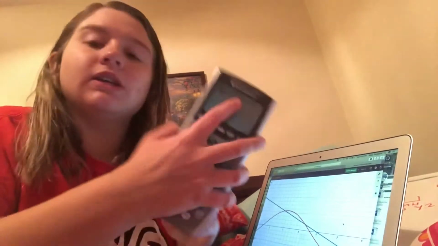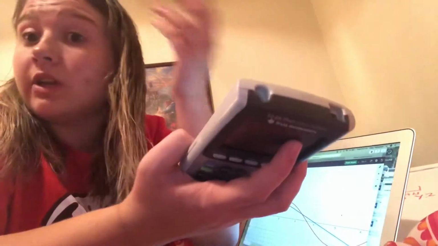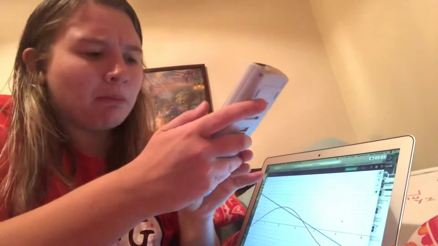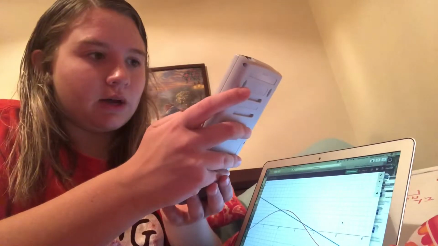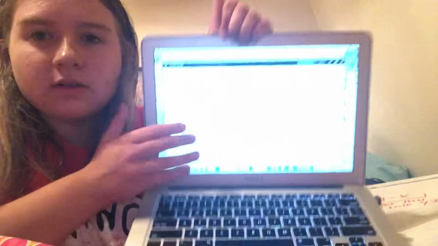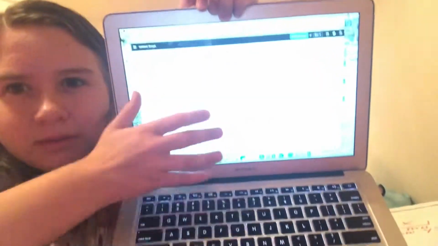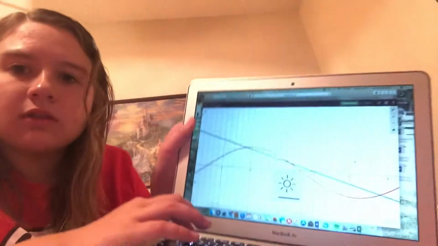For some reason my calculator, when I'm trying to graph this, is telling me it's an invalid dimension. This is actually really old. It was my brother's, so I don't know if that has something to do with it. So I went to Desmos.com. This is going to be difficult to see. There we go.